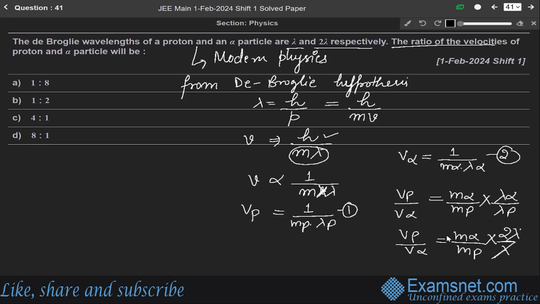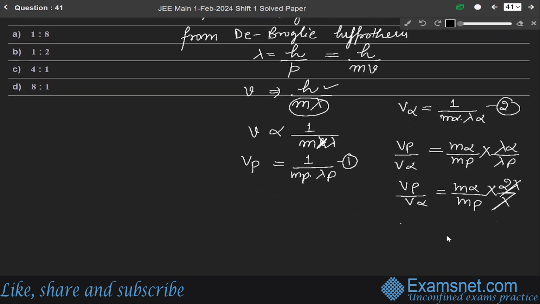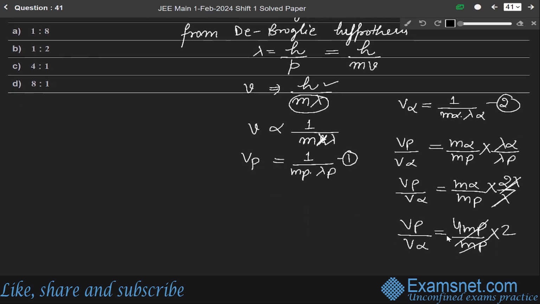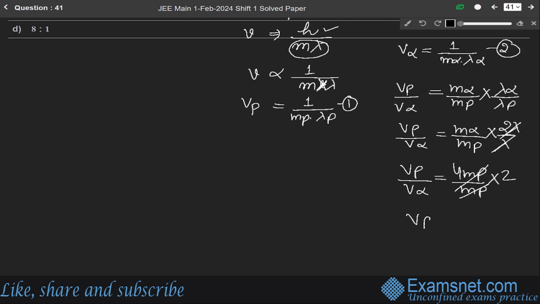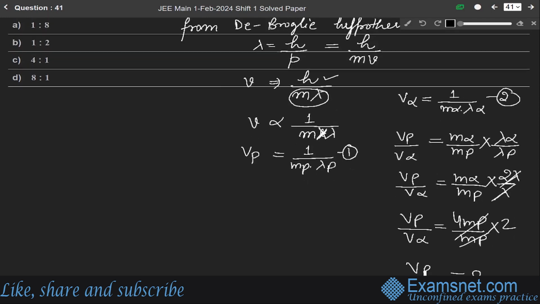So this lambda and lambda cancel, and we know that the mass of the alpha particle is 4 times the mass of the proton. So 4 into mp over mp into 2. This mp cancels. So we get the ratio Vp over V alpha is equal to 8. So the correct option is 8:1, that means option D.